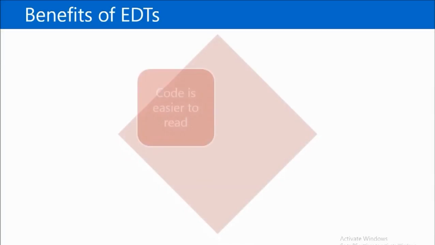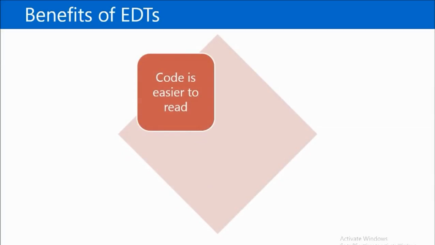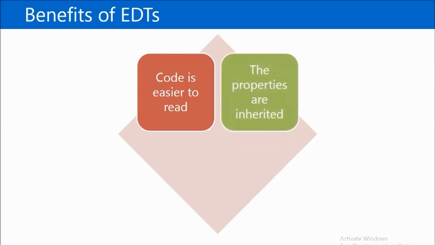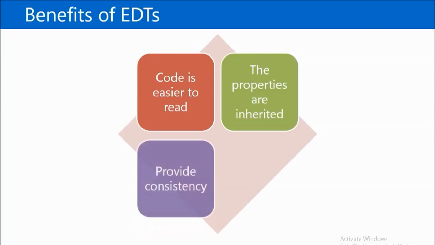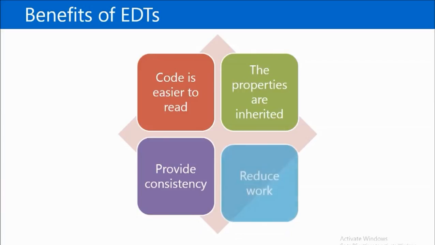Let's look at some of the benefits of EDTs. The first is that code is easier to read because variables have a meaningful data type. For example, name instead of string. Properties of EDTs can be inherited. This means the properties we set for an EDT can be used by all instances of that type, which promotes consistency and also reduces work.